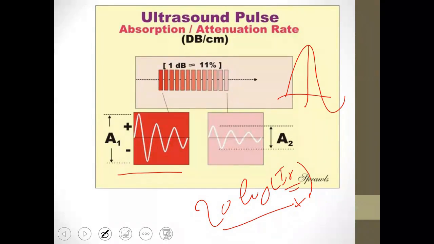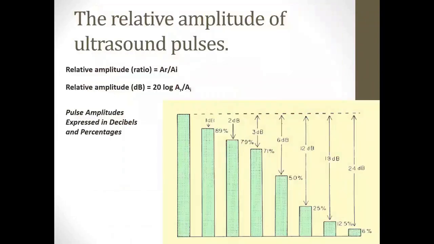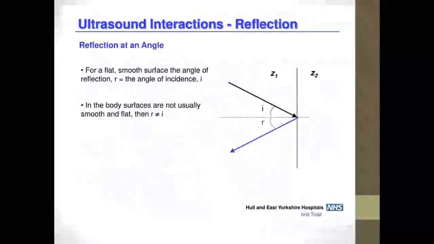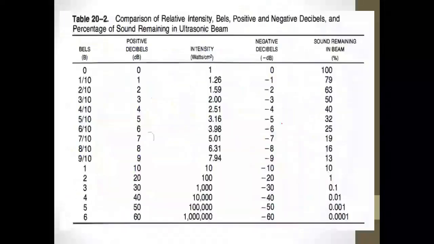So if I say 2 decibels, that means 22% loss. 3 decibels means a loss of about 30% of the intensity that has occurred. We also briefly talked about the interactions that take place.